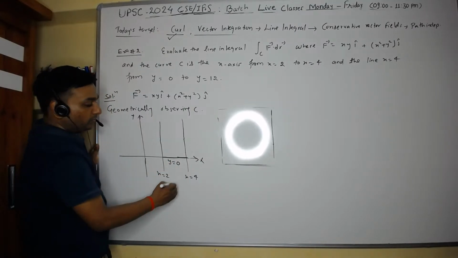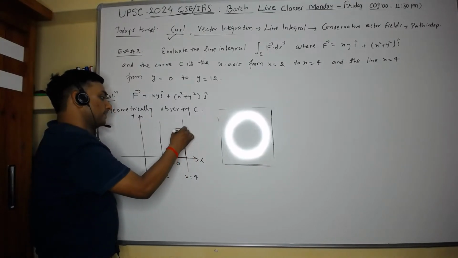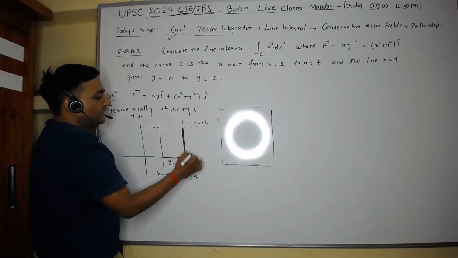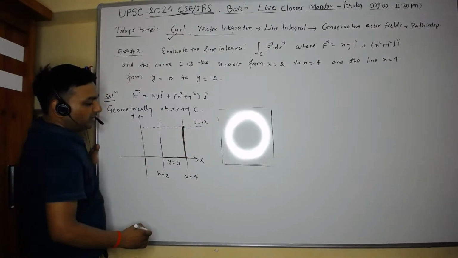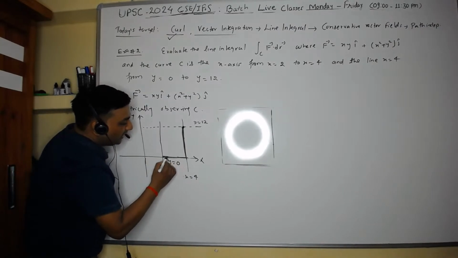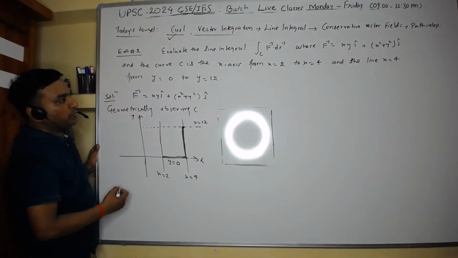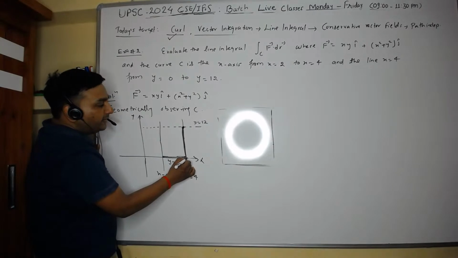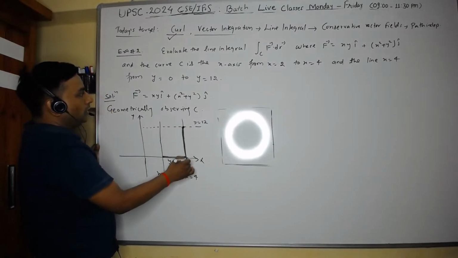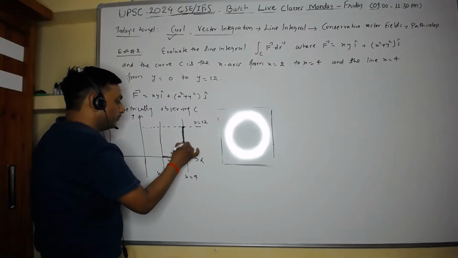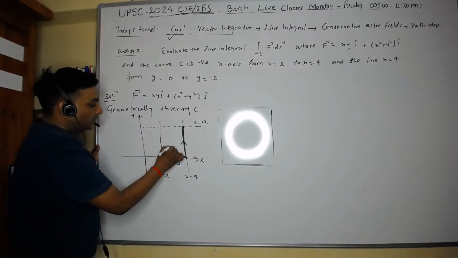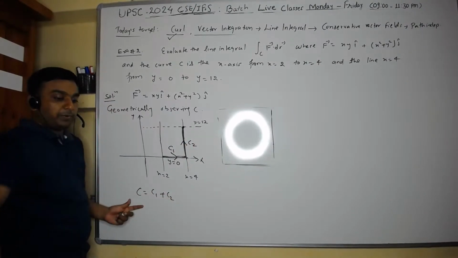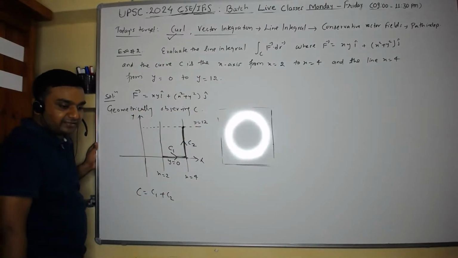So this is y equals 0, and let's say this is the line y equals 12. What they are saying is that curve C is the x axis from x equals 2 to 4, and the line x equals 4 from y equals 0. So curve C will be what? C1 and C2. So C is C1 plus C2. Please read in between the lines.